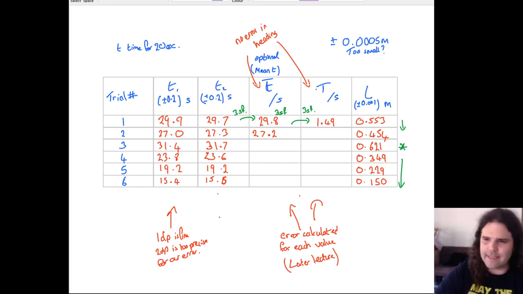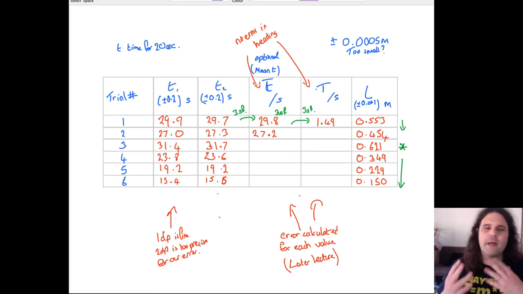Okay, that's it as results tables, for now anyway. So we'll get on to what we do with that in the processing and calculating the errors in that t-bar and t as part of a later lecture.